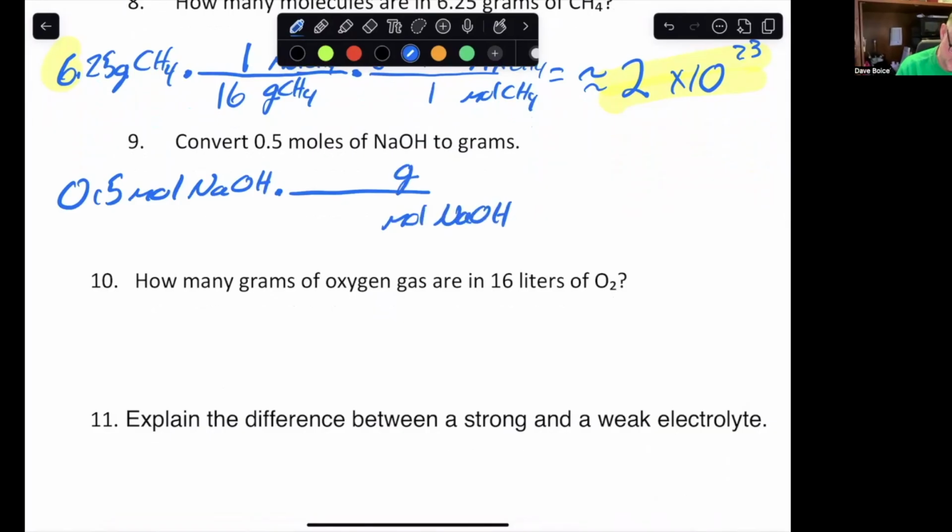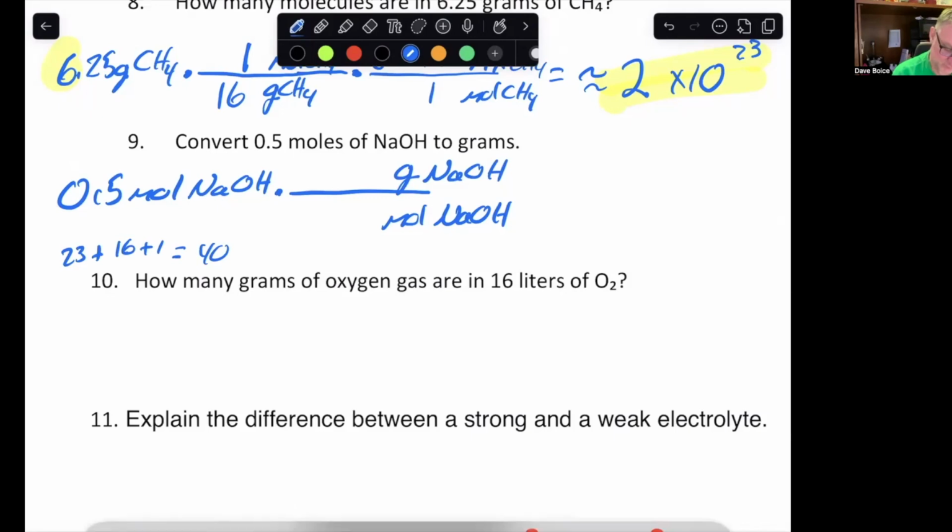And moles can go to grams of sodium hydroxide. If we put this into a calculator, we're going to do 1 sodium, 1 oxygen, and 1 hydrogen, or 23 plus 16 plus 1, which is going to equal 40. So 1 mole is equal to 40 grams.